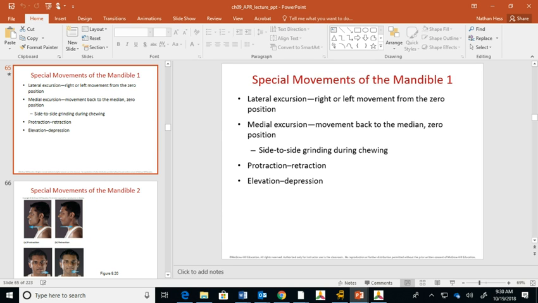And then what we call chewing, open is depression, closed is elevation. The maxilla stays still, yes. Now, you can add head motion, but no, the maxilla stays still, the mandible is what moves.